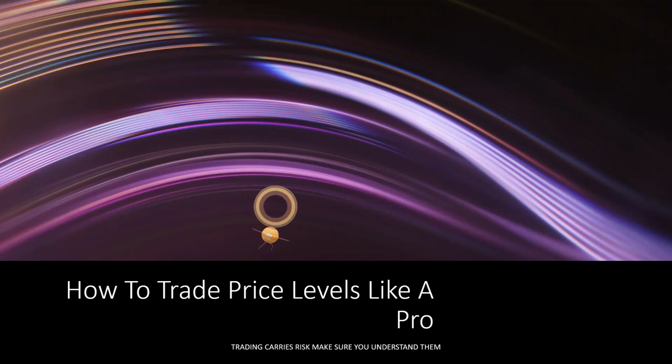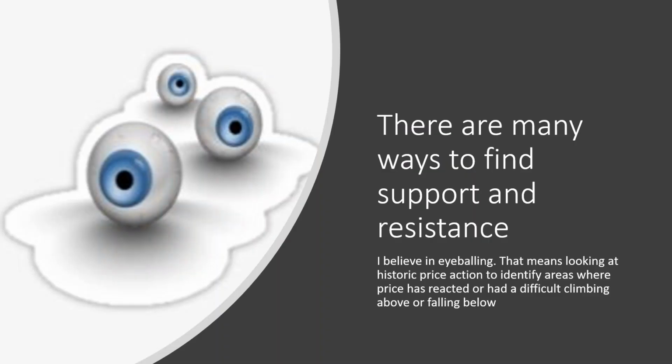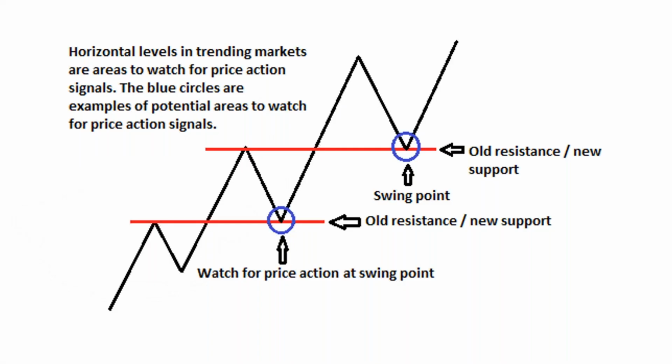So hopefully by the time this class is over, you'll be able to trade price levels like a pro, or again, support and resistance. Now, there are many ways to find support and resistance. I believe in eyeballing. That means looking at historic price action to identify areas where prices reacted or had a difficulty climbing above or below.